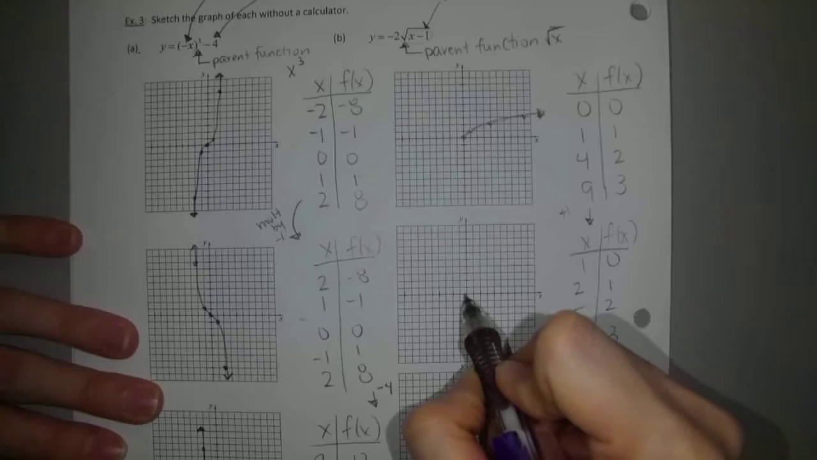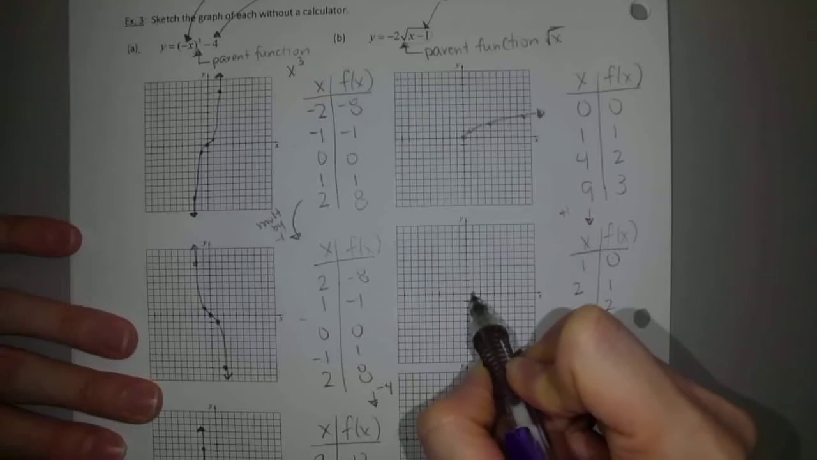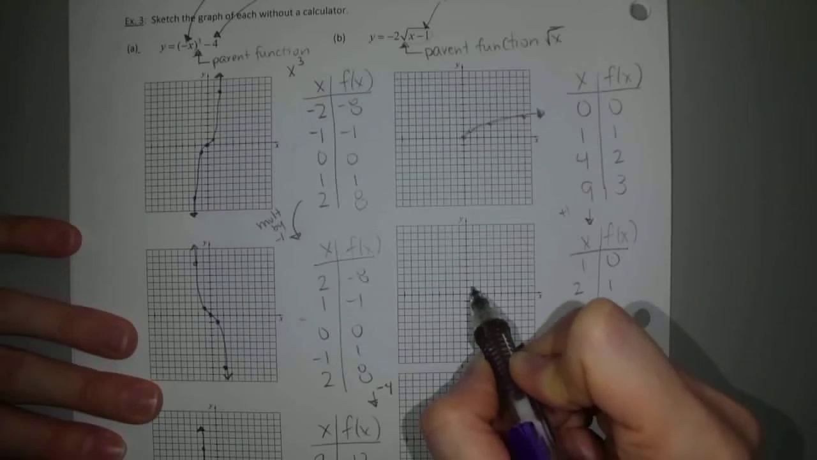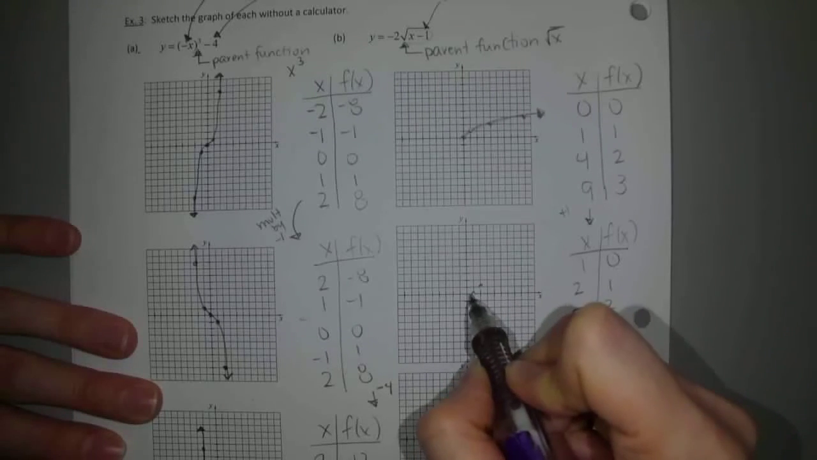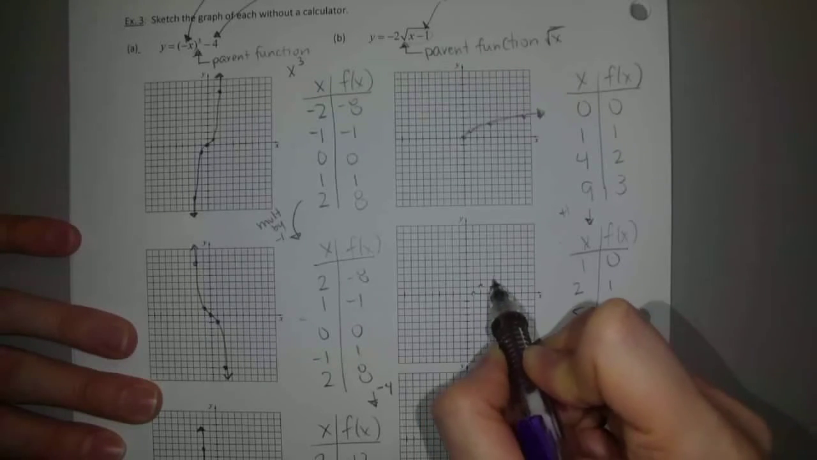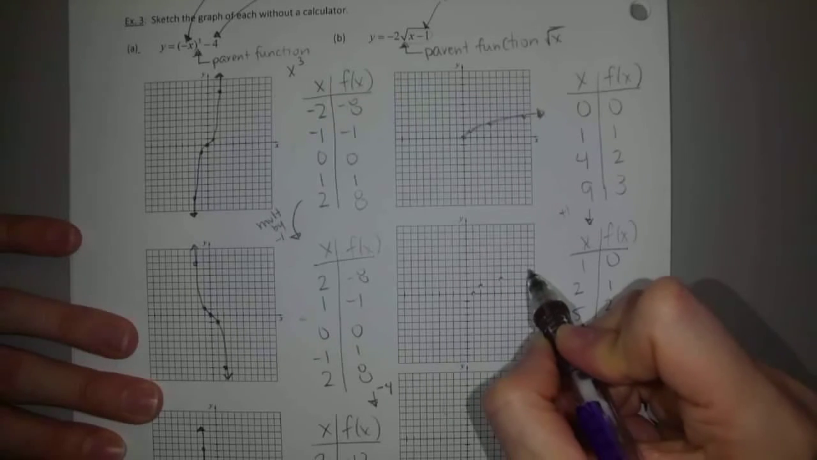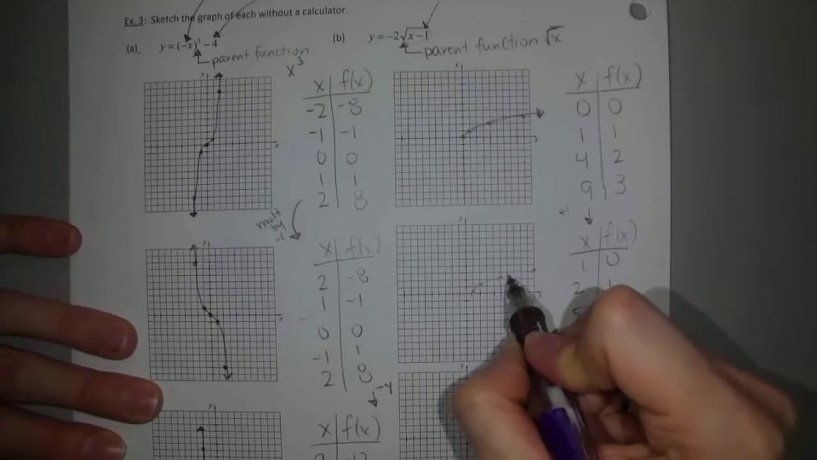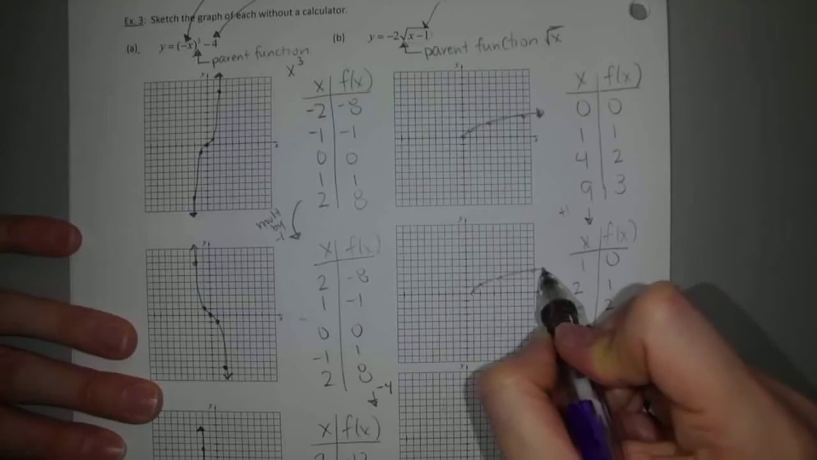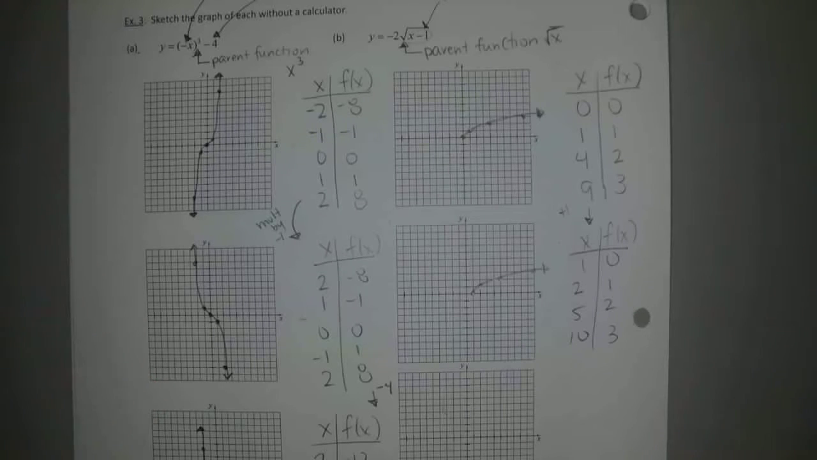So we're just shifting 0, 0 to 1, 0. And then we were at 1, 1, but we're going to shift it to 2, 1. We were at 4, 2, but we're going to shift it to 5, 2. And then we were at 9, 3, but we're going to shift it 1 to 10, 3. So you'll notice we just are keeping the shape, but everything's just been shifted 1 unit.